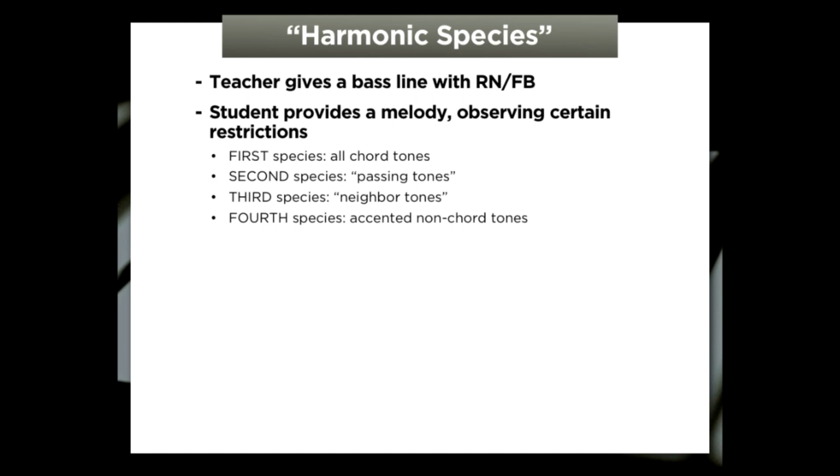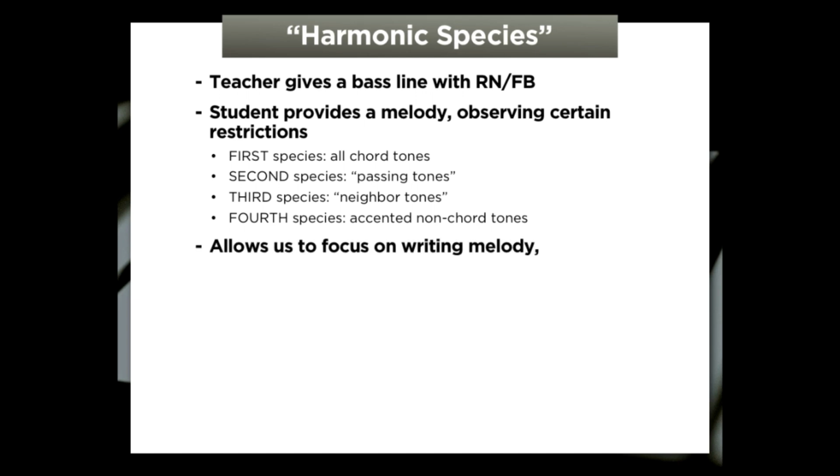So in first species, we use all chord tones. In second species, we add passing tones. In third species, we add neighbor tones. And finally, in fourth species, we add accented non-chord tones. And you can look ahead, if you like, and see examples of all these in the online ebook that corresponds to this portion of the course.